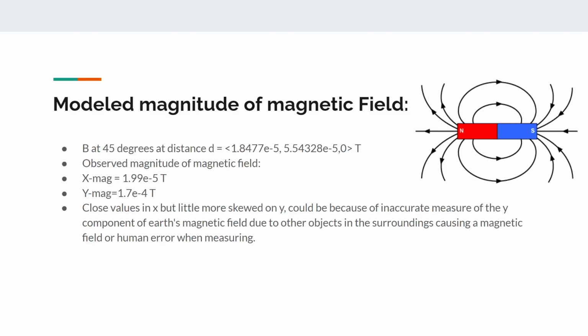The modeled magnitude of the magnetic field at 45 degrees at distance d, we got 1.8477 e negative 5, and then 5.54328 e negative 5, and then 0 teslas. The observed magnitude of the magnetic field was actually 1.99 e negative 5 T, so that's pretty close for the x direction, but then 1.7 e negative 4 T for the y direction, so that's probably due to some error or inaccurate measurement due to the Earth's magnetic field, other objects and surroundings, or human error.